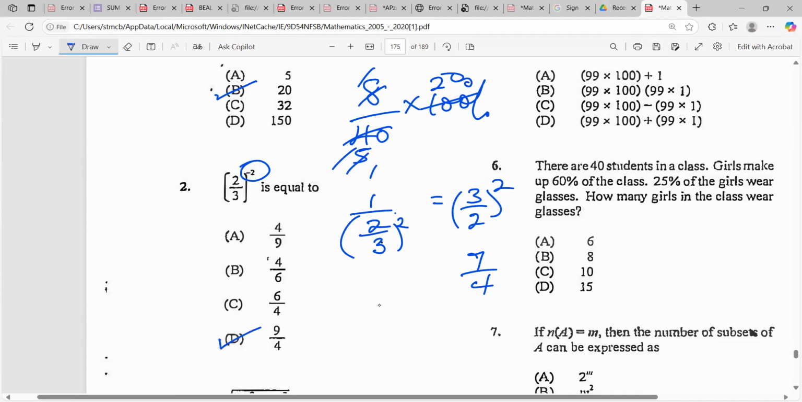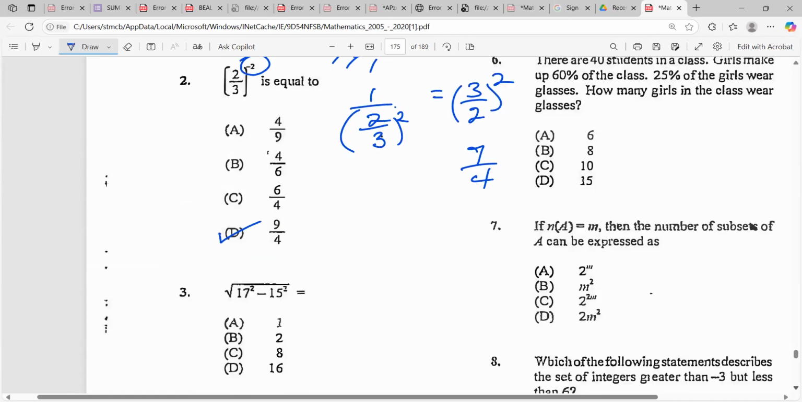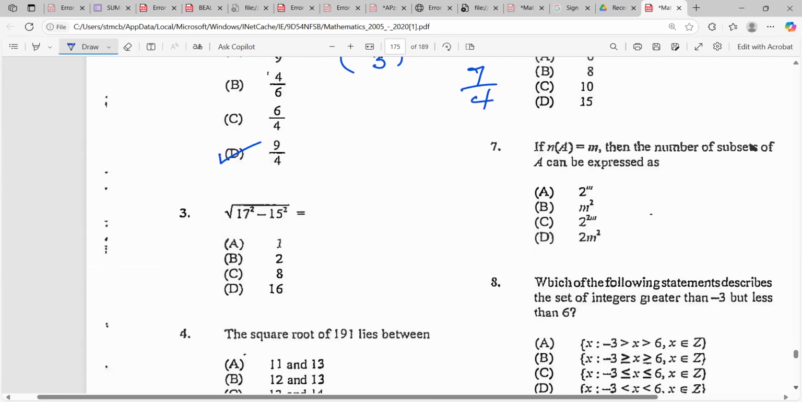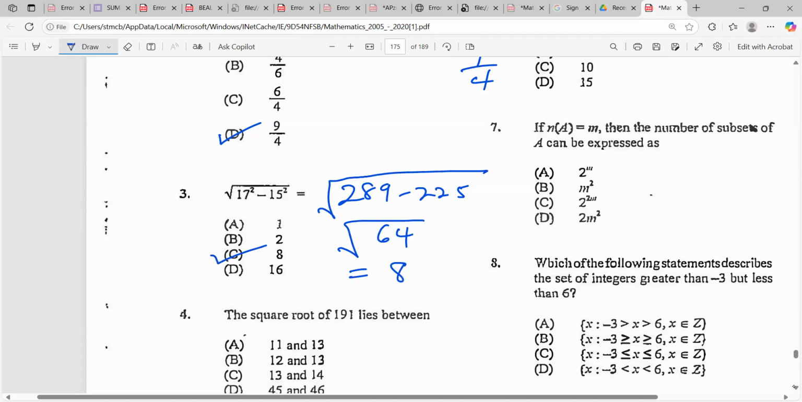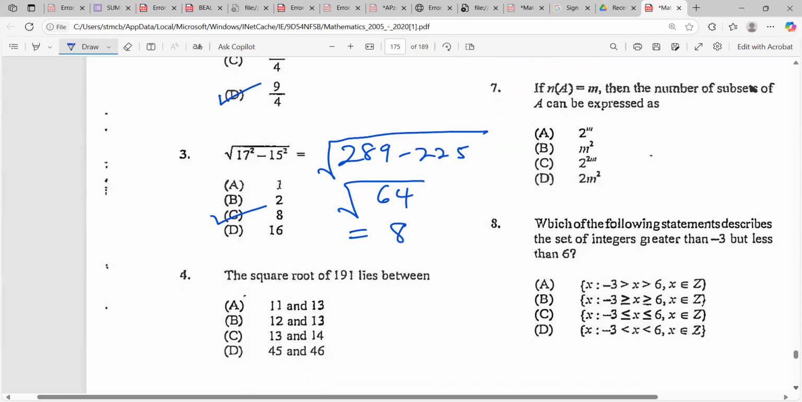Can't find my cursor. Now let's move on to number 3. Now this is one of the triplets, right? So 17 times 17 should give us 289, and then 15 times 15 is 225. Find the difference, that gives you 64. So the square root of 64 would be 8. As I said, this is one of the triplets. We should know these off by heart, so when you see them in an exam, we don't have to work it out. We just write 8.